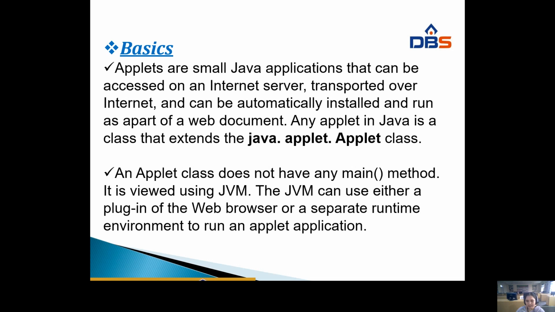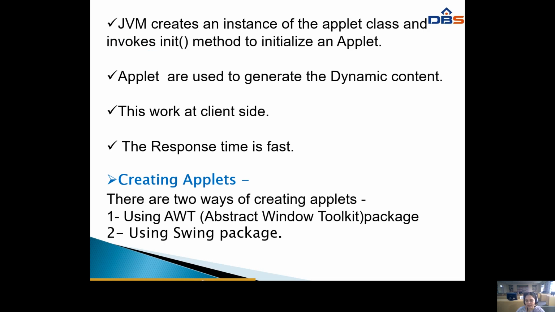Java.applet.Applet classes. These applet classes do not have any main method. These all can be viewed by the JVM. The JVM can use either a plugin of the web browser or a separate runtime environment to run applet applications. And the JVM creates an instance of the applet class and invokes the init method to initialize an applet.